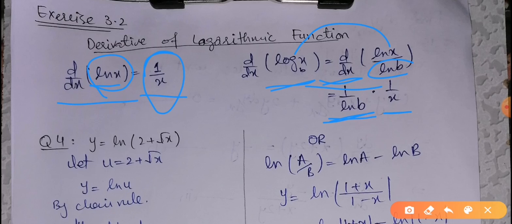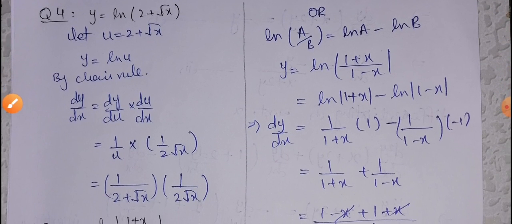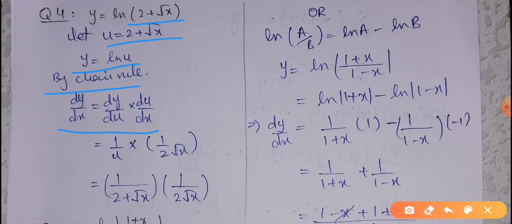Here we have question number 4 from the exercise, ln of 2 plus square root of x. So obviously we are going to use the chain rule here. Let u be equal to 2 plus square root of x, so y is equal to ln of u. Now by using the chain rule, dy by dx is equal to dy by du into du by dx. So the derivative of y with respect to u is 1 over u, and the derivative of u is going to be 1 by 2 square root of x.